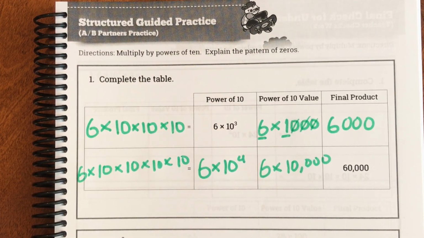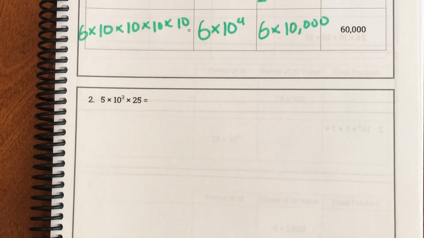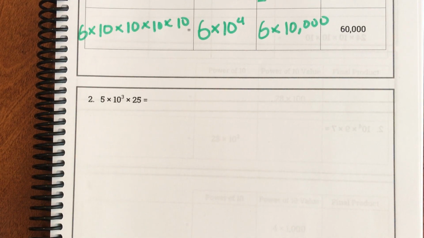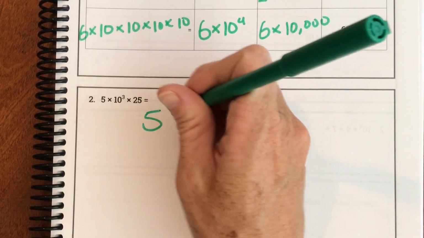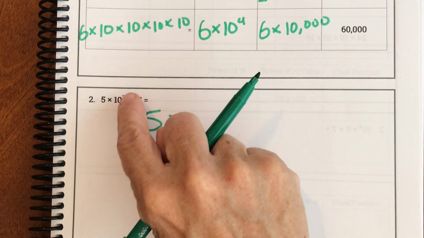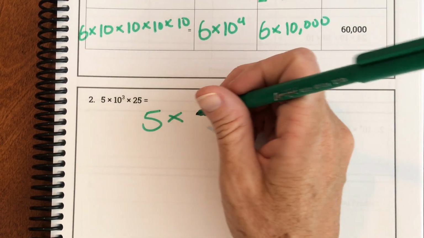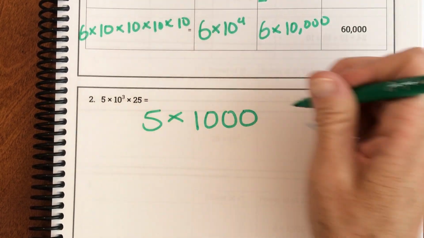Okay, the last one we're going to do together is number 2. It says 5 times 10 exponent 3 times 25. Okay, so the first step is to decompose or get rid of our exponent. So notice I didn't rewrite it yet. So 10 exponent 3 means there's 3 zeros because it's 10 times 10 times 10, which is 1,000.